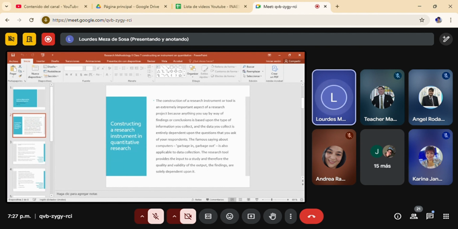The construction of a research instrument or tool is an extremely important aspect of a research project, because anything you say by way of findings or conclusions is based upon the type of information you collect. And the data that you collect is entirely dependent upon the questions that you have asked your respondents. So making the instrument is very picky, because you have to make it reliable, trustworthy, and so that it actually provides the information that you want to get.